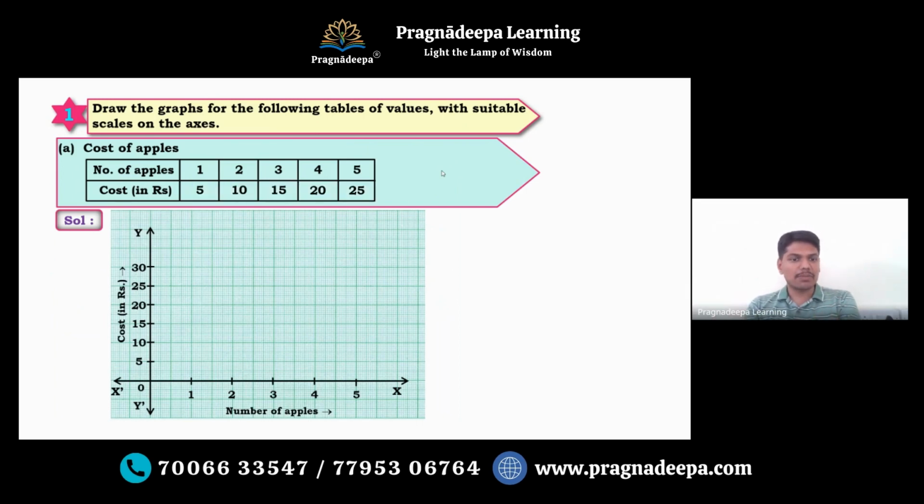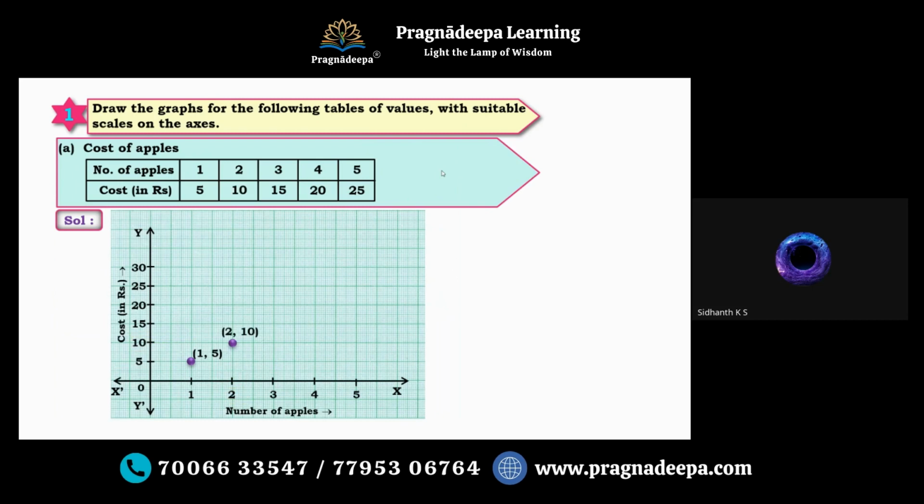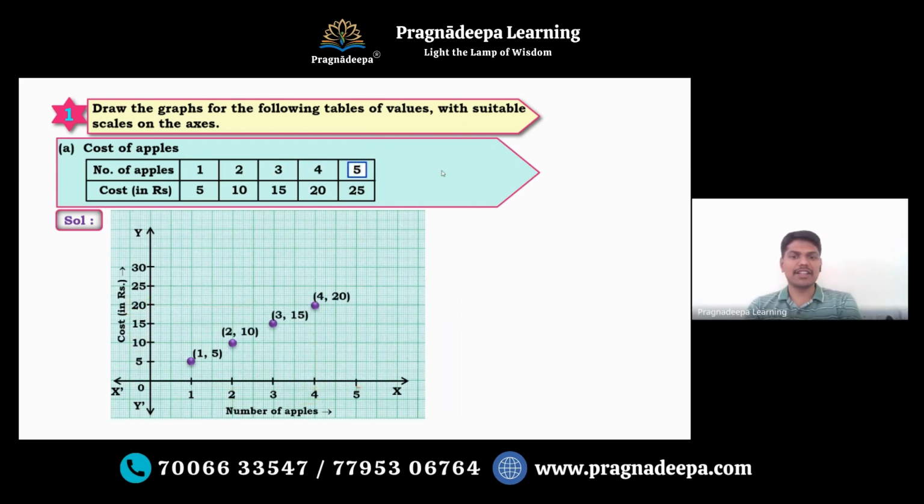So what is the cost of one apple? 5 rupees. So should I mark 1 comma 5? What is the cost of 2 apples? 10 rupees. So it'll be 2 comma 10. Yes, 3 comma 15, 4 comma 20, and 5 comma 25. Yes, they lie on the same line, correct?